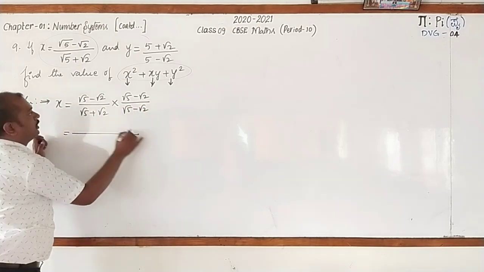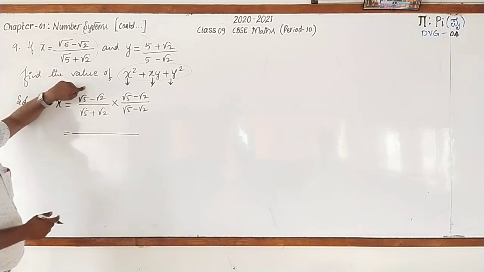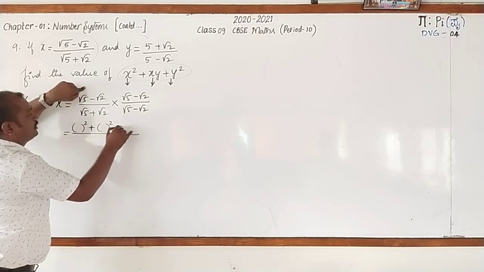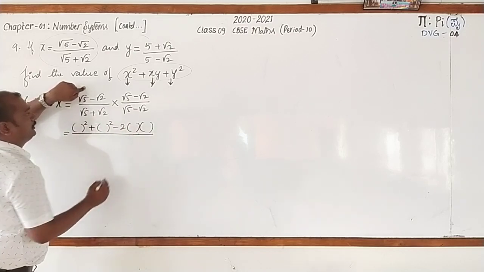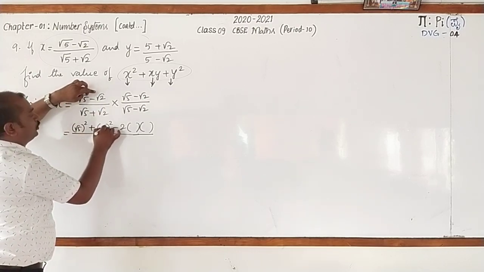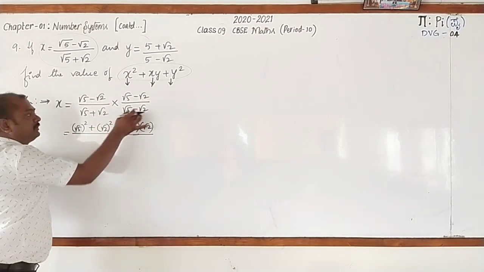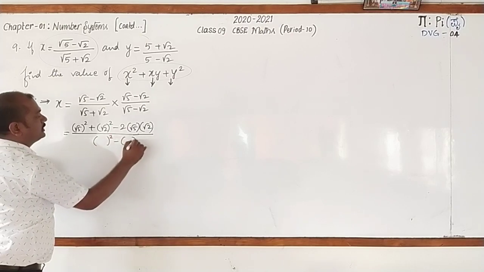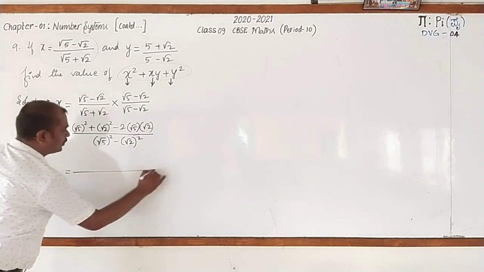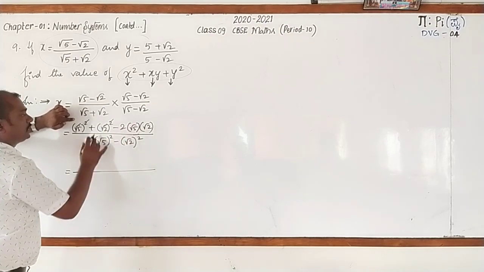It is equal to numerator. Root 5 minus root 2, root 5 minus root 2 is of the form a minus b whole square. According to that, a square plus b square minus 2ab. Now here I'll write root 5, root 2, here root 5 and root 2. Denominator, it is of the form a plus b into a minus b. It is a square minus b square, where a is root 5, b is root 2. This is equal to. Next, see that square and root get cancelled.